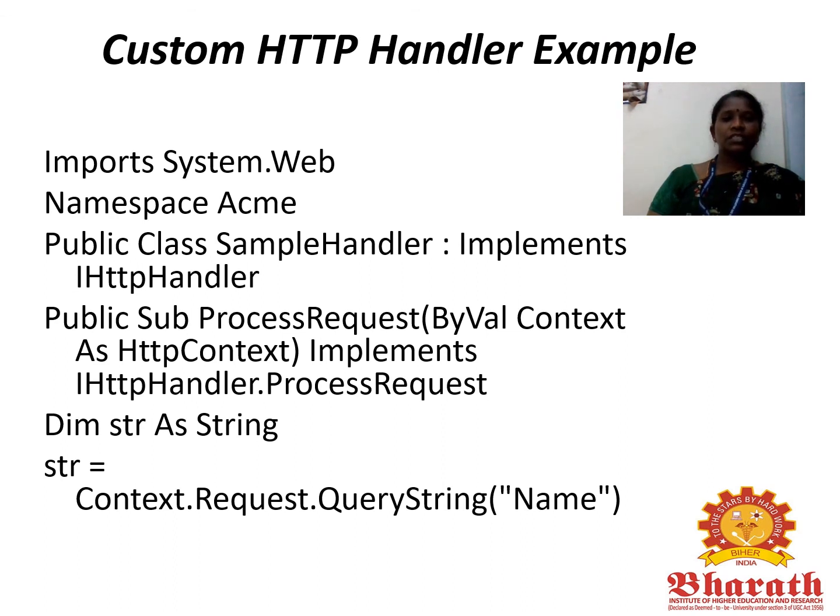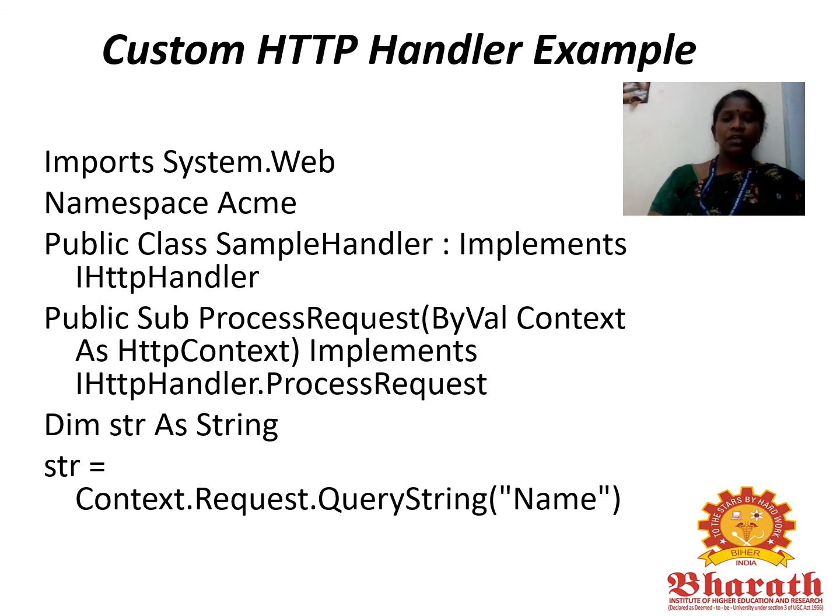Next, this is an example of a custom HTTP handler. This is a simple program for a custom HTTP handler. First, import System.Web. Next, the namespace, here given as ACME. Next, public class SampleHandler, which implements IHttpHandler. Here we use public sub ProcessRequest, with ByVal context as HttpContext. This is the syntax for implementing IHttpHandler.ProcessRequest.